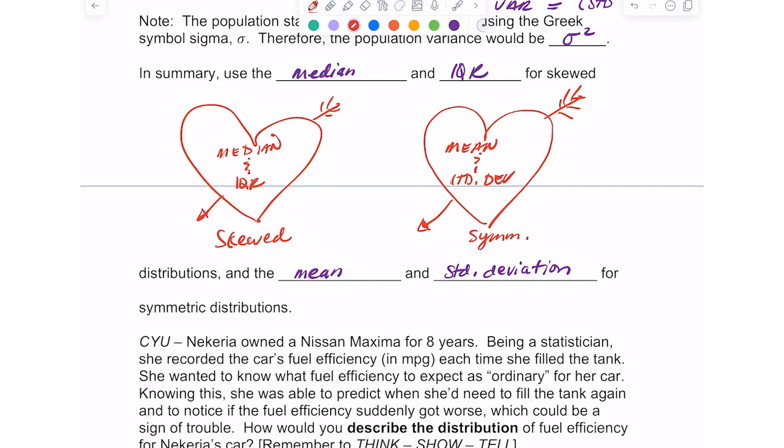And remember, it's not wrong to use the median and IQR if the distribution's symmetric, because if it is symmetric, the mean and median will be approximately equal to each other. But we just prefer to use the mean and standard deviation because they're more useful, and there are more tools that we can use in statistics using the mean and the standard deviation.